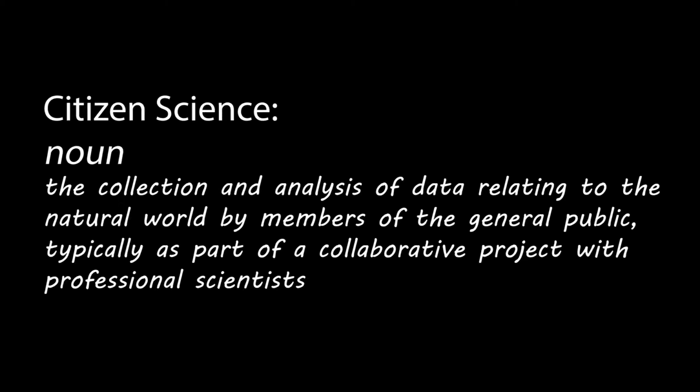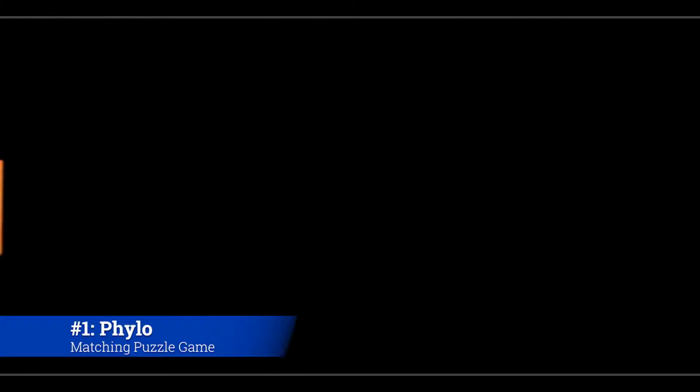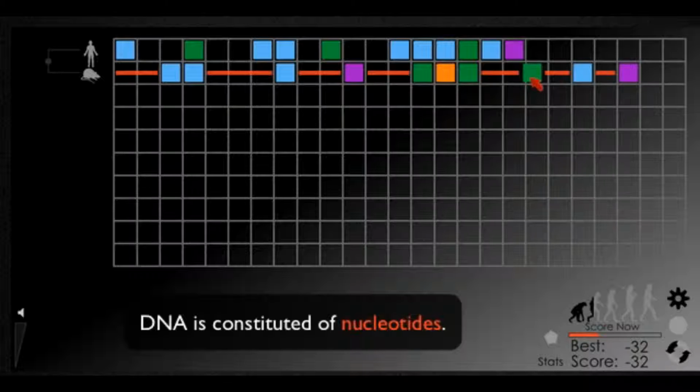Most of these videos I'll let the original researchers speak out of respect, but clips I needed to speed up for time's sake I'll do my best to summarize. Phylo is all about aligning DNA sequences. DNA is constituted of 4 types of nucleotides, each represented by a different color.